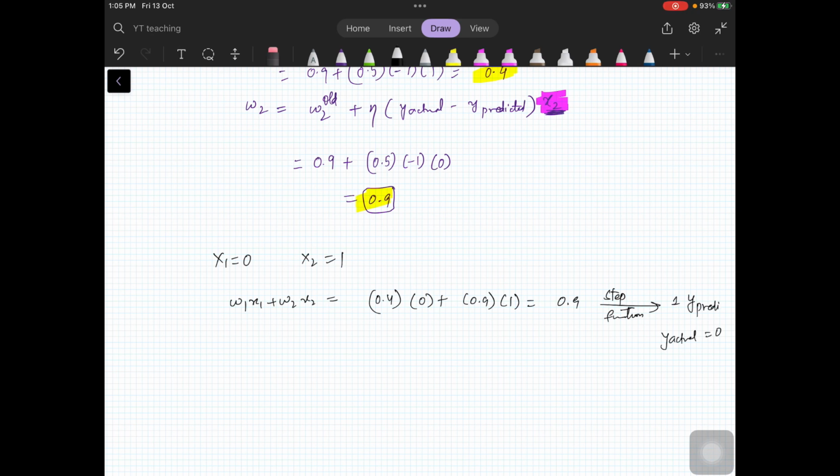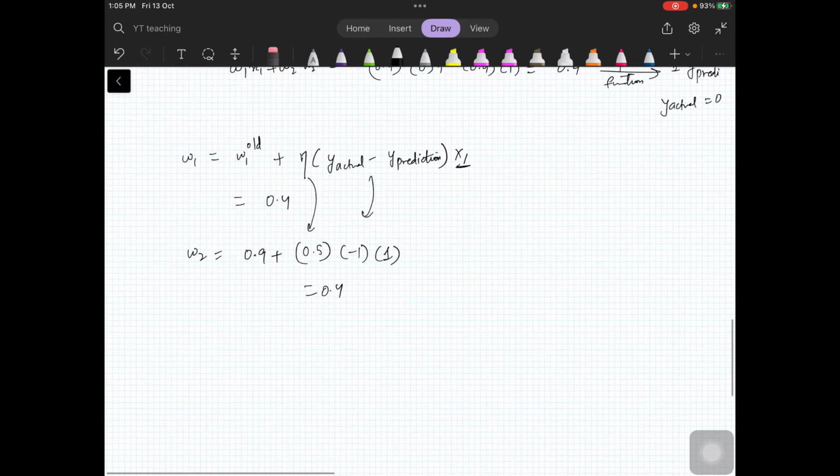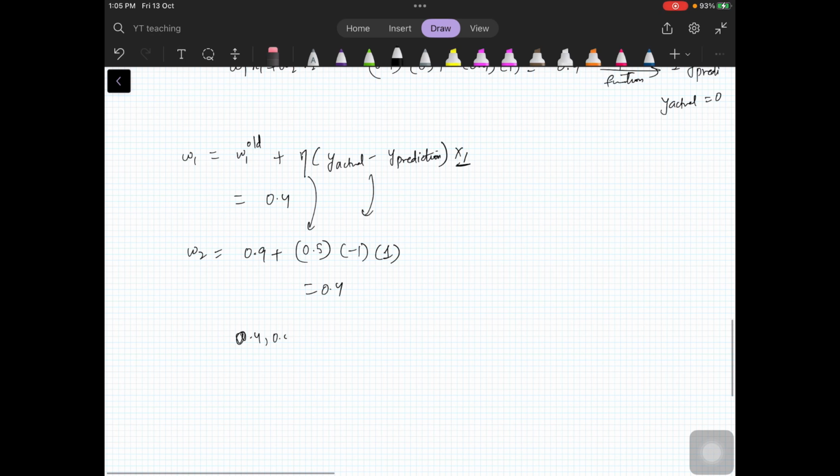But we were expecting a 0 output, so y predicted is 1 and y actual was 0. Therefore, your w1 updated would be w1 old plus eta times y actual minus y predicted, times your x1. Because x1 is 0, there is no change, this is 0.4. And for w2, the old value was 0.9 and the learning rate is 0.5, and this difference is -1 and x2 is 1, so that becomes 0.4. So now your updated weights are 0.4 and 0.4. These are the weights right now.